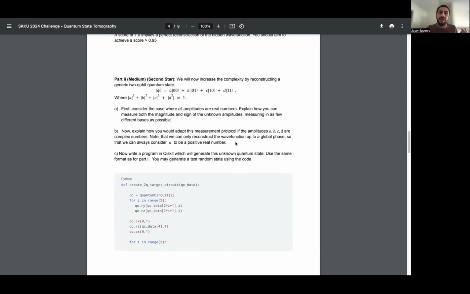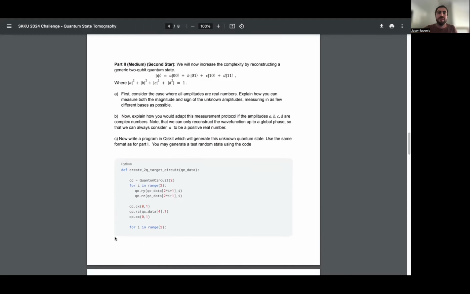And remember that you can only reconstruct the state up to a global phase. So you could basically consider A to be a positive real number, but then B, C, and D are complex numbers. And then in part C, you're going to perform the same procedure as in part 1, where you write a program that will actually take a quantum state, which you could again generate using this code snippet on 2 qubits this time, and reconstruct it using the same get score functions from part 1.